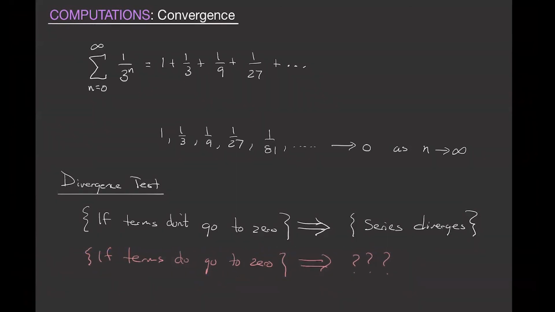I see a few people were maybe thinking that because the terms do go to 0, the series converges, but not necessarily. Let me point out the most classic case of this, which is what's called the harmonic series. If you look at the series of 1 over n, where n starts at 1 and goes to infinity, this diverges, and yet the terms are going to 0.